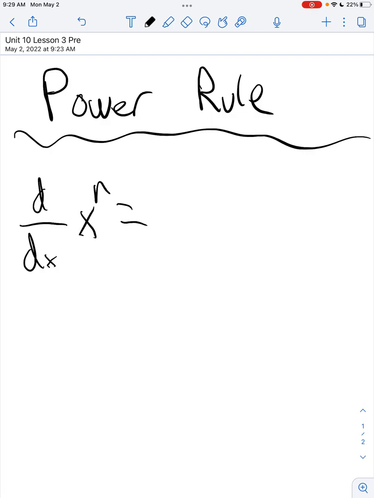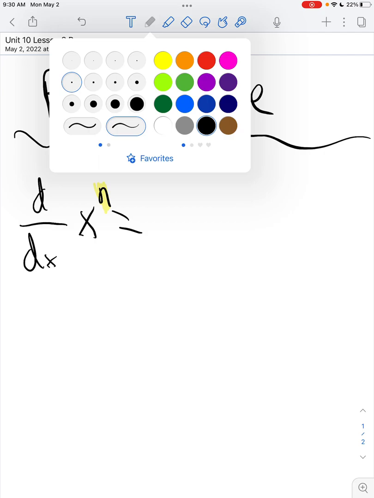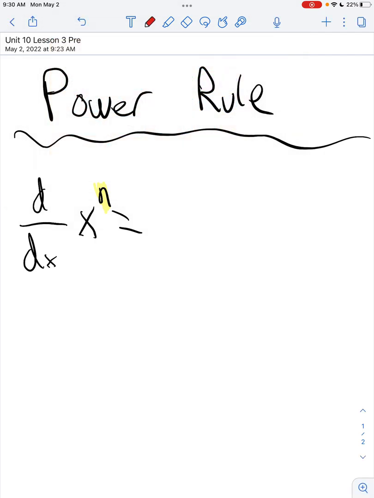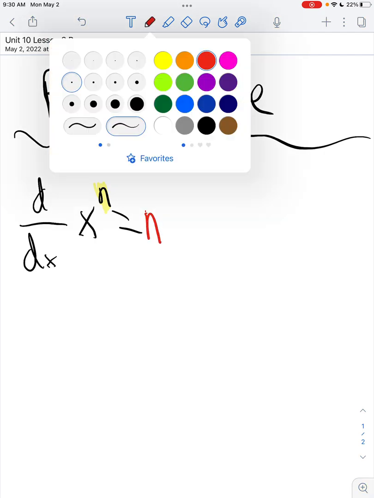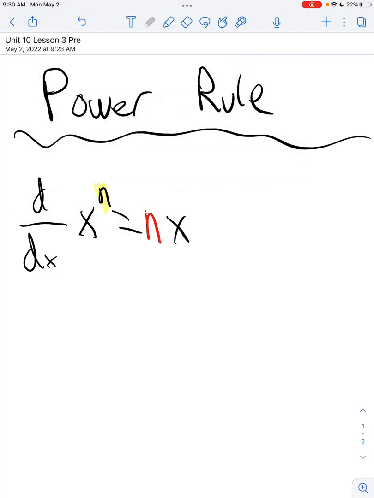What you're going to do is take whatever your exponent is. So in this case, it's n. I'm going to move it out front. So I'm going to have n, and I still have x, but this time my exponent is going to be one less. So I'm going to multiply whatever my exponent is by the base of my function, and then I'm going to downgrade my exponent by 1 unit.